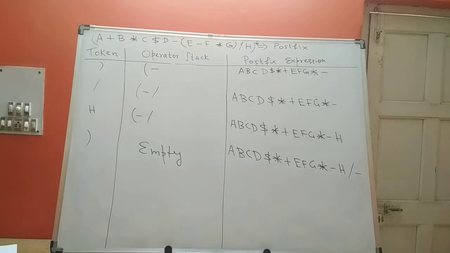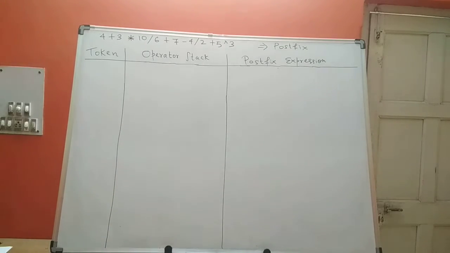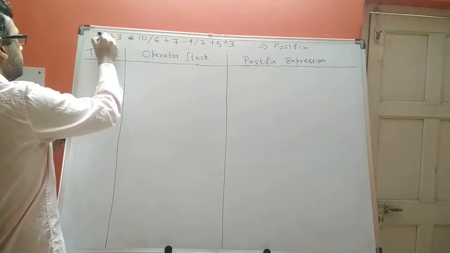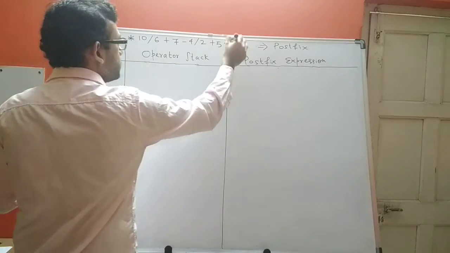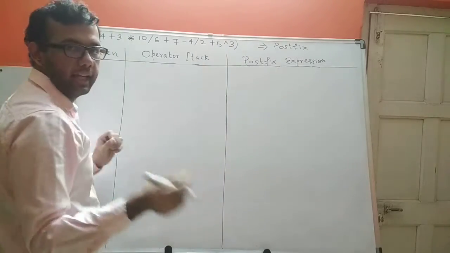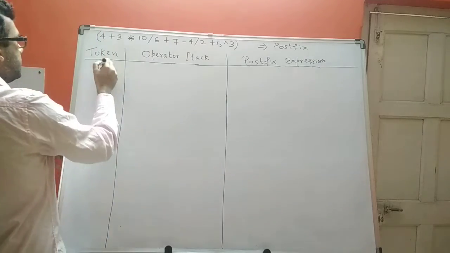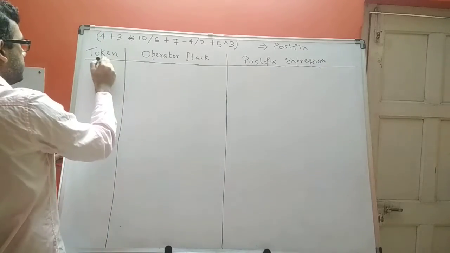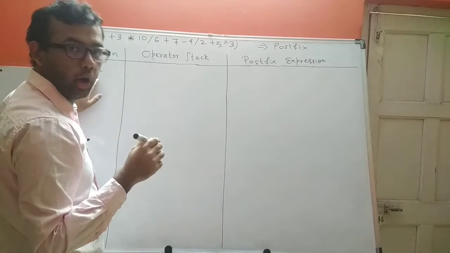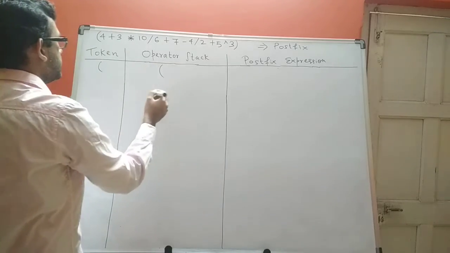I'll take up one more example. Okay, let's look at another example. So again, the first thing that you do is you add an opening parenthesis at the beginning and a closing parenthesis at the end. So first thing to do is you examine your first token. The first token is opening parenthesis. An opening parenthesis is an operator, so you will push it onto the stack.